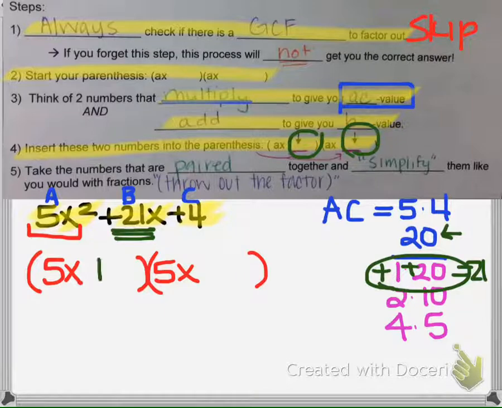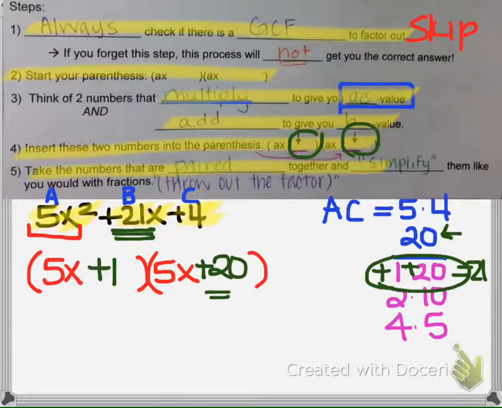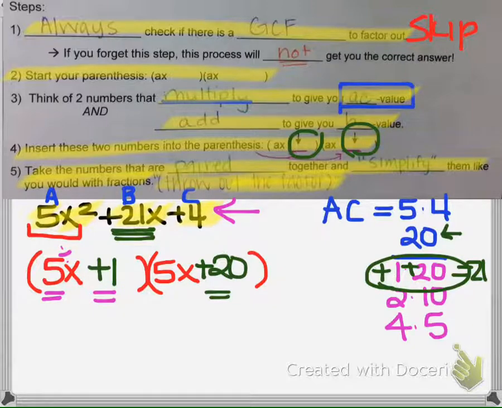It doesn't matter where the positive 1 goes. We could put it here or we could put it here, but I'm going to put the positive 1 first and the 20 second. Then the next thing that we're going to do is take the numbers that are paired together and simplify them as if pretending they were fractions. And we're going to throw out this factor since it doesn't go into the whole entire original problem from the start. So is there anything that divides into 5 and 1? No, so we're going to keep it as 5x plus 1.